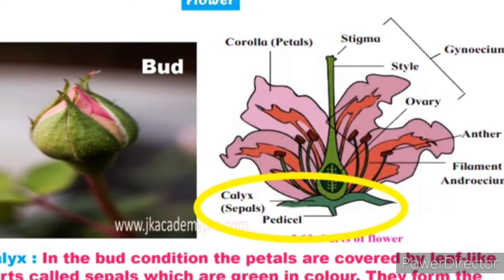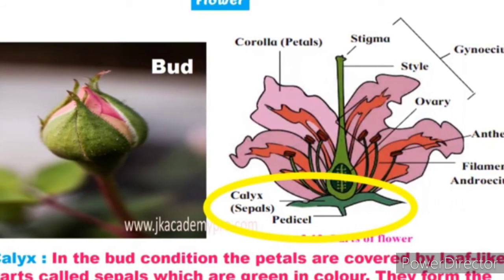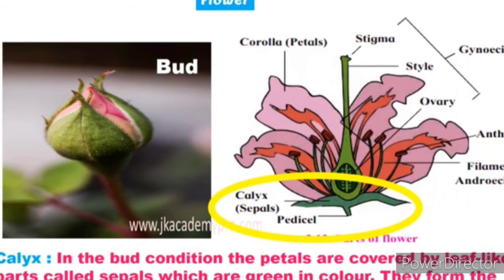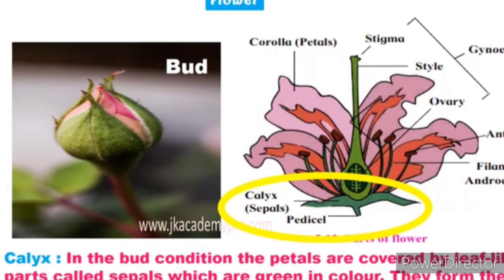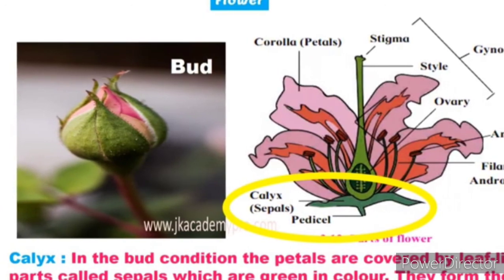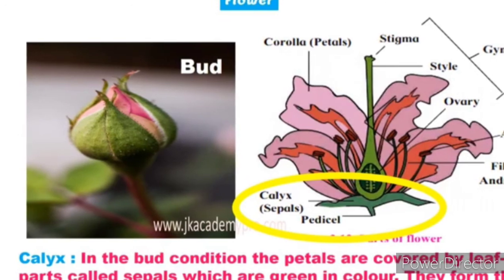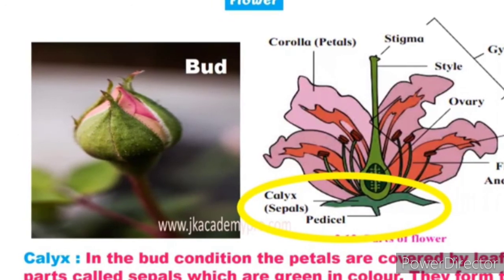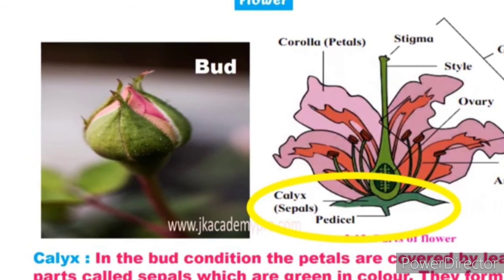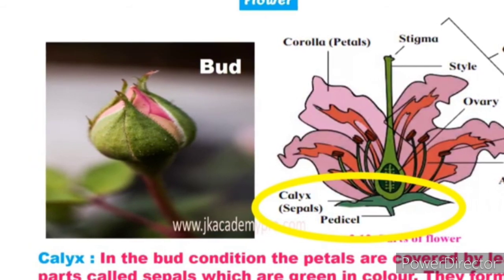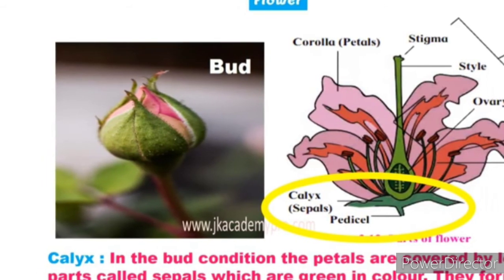Now first is the calyx. What is the calyx? In the bud condition, the petals are covered by the leaf-like parts. They are called sepals, and they are green in color. Suppose you take a rose plant for the study, when it is in the bud condition, the green cover is there on the bud, and inside are the petals. That outer covering is called the calyx. They form the calyx. It is green in color.